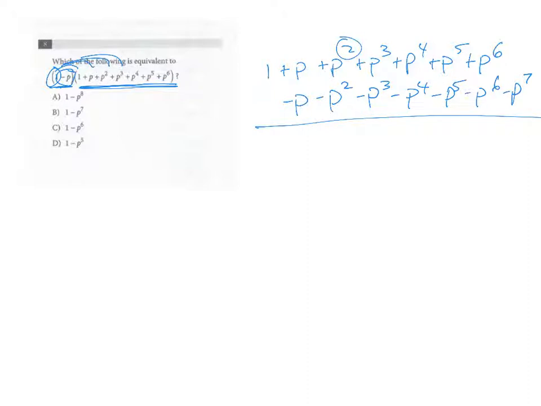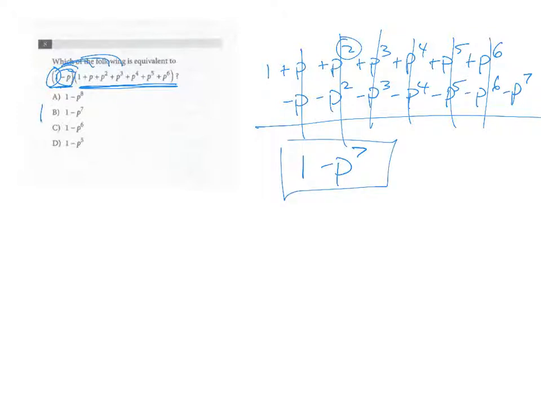If I add everything up, all these guys are going to cancel each other out. So what I'm left with is 1 minus p to the 7th. Some of you can see that pattern without writing it out, and that's fine. If you can't, it's okay to take the time to write it out.